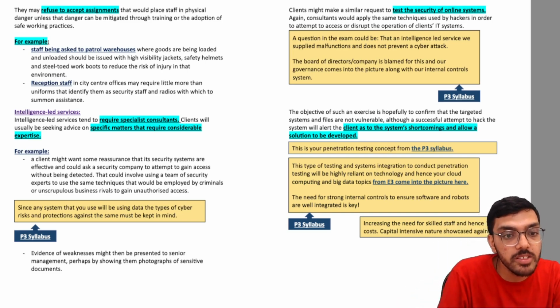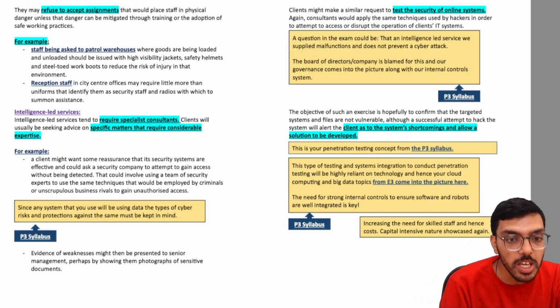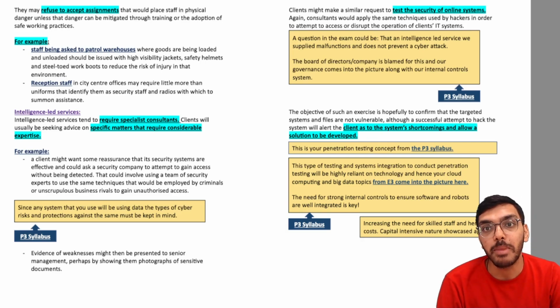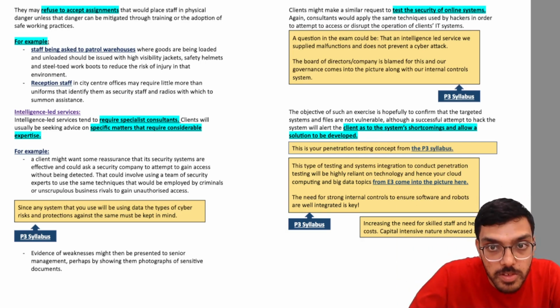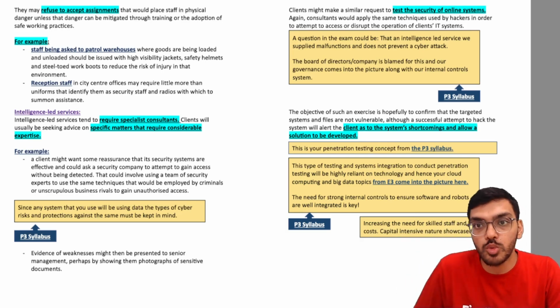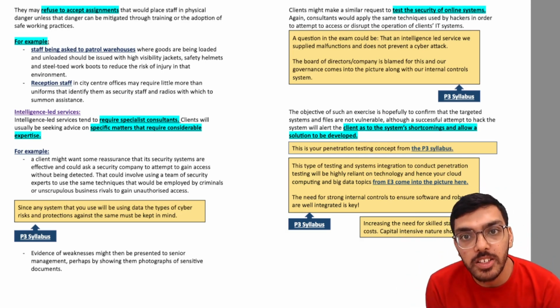Evidence of weaknesses might then be presented to senior management. Clients might make a similar request to test the security of their online systems. Again, consultants would apply the same techniques used by hackers.